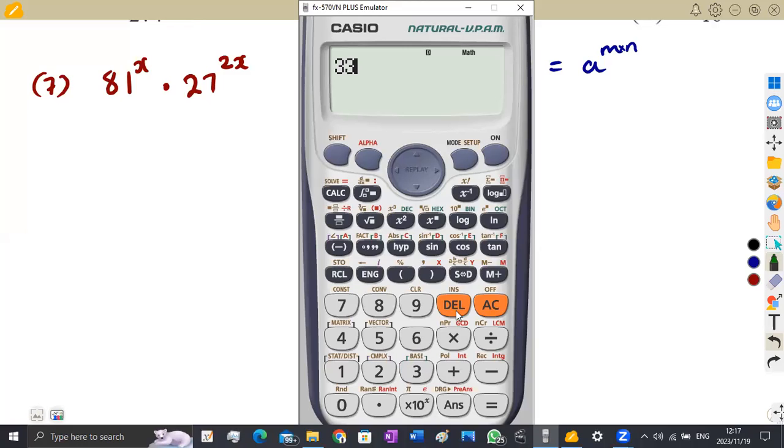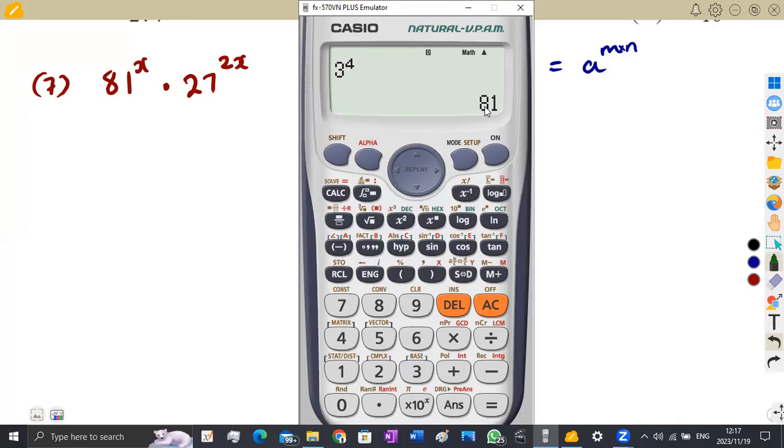You just try on your calculator 3 to the exponent of 2, you get 9. You are not getting 81. You move on, 3 to the exponent of 3, you get 27. You move on, it's not 81. You move on, 3 to the exponent of 4, you get what?